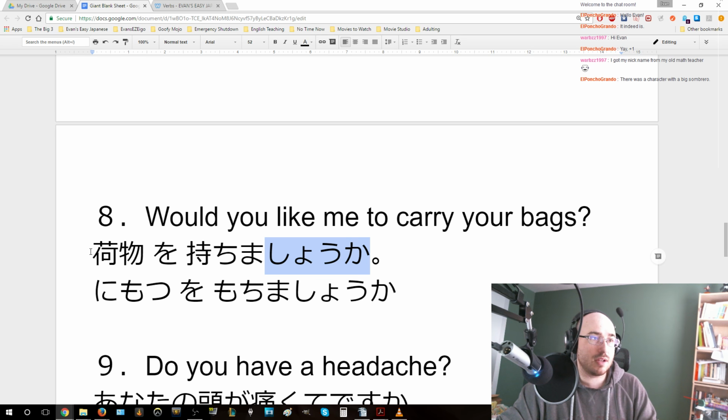Nimotsu mochimashou ka? I like it. Good sentence. Not much more to say about that. Mas turns into mashou. You get with the question, it's like shall I? Yeah, perfect.